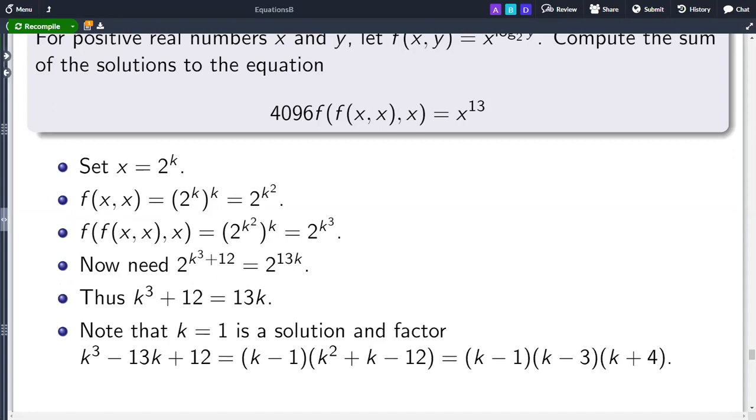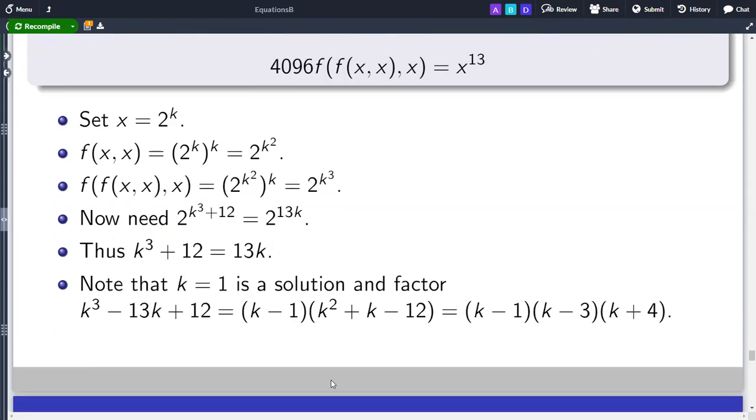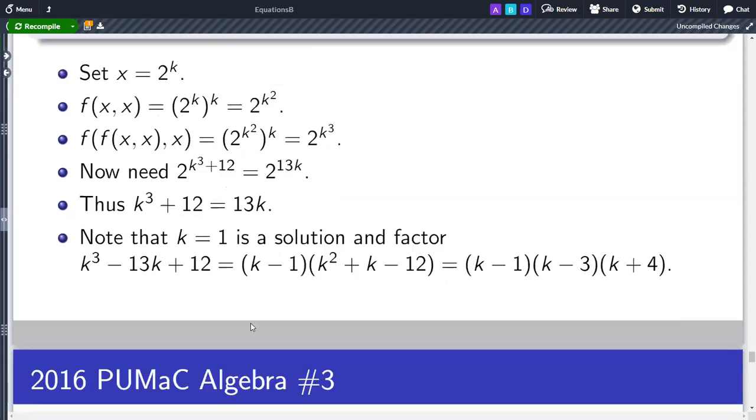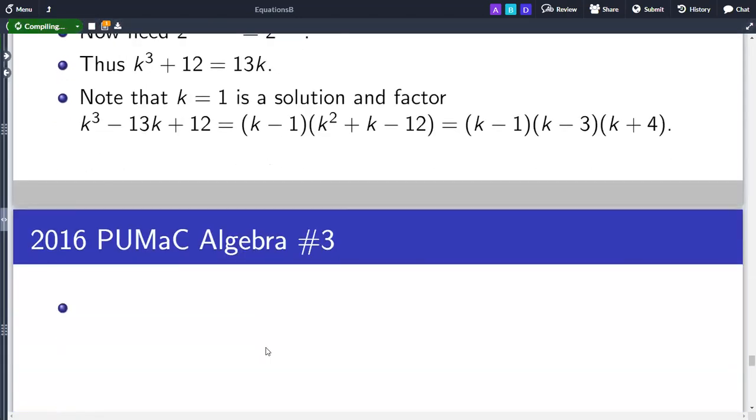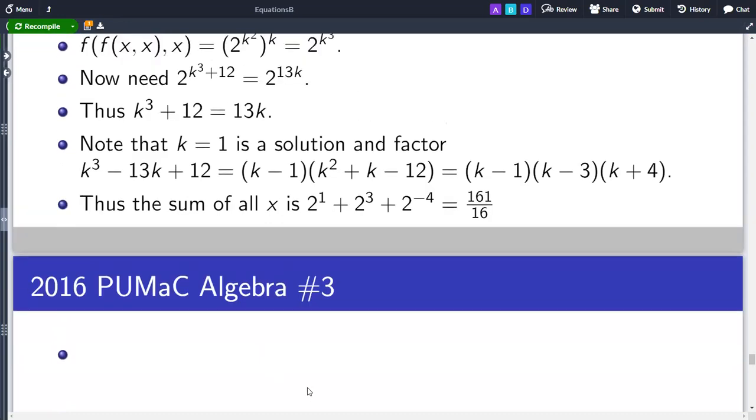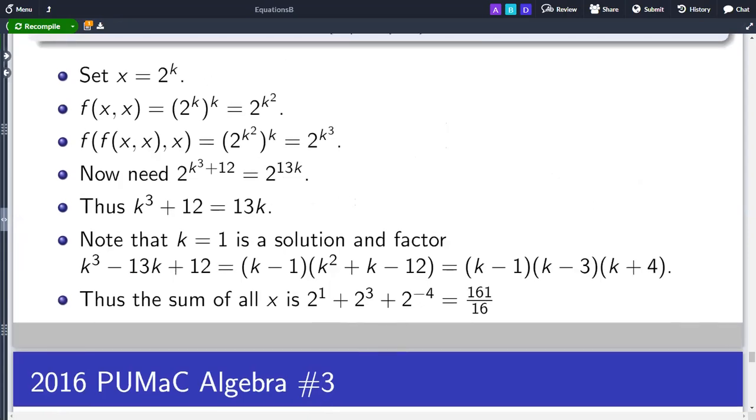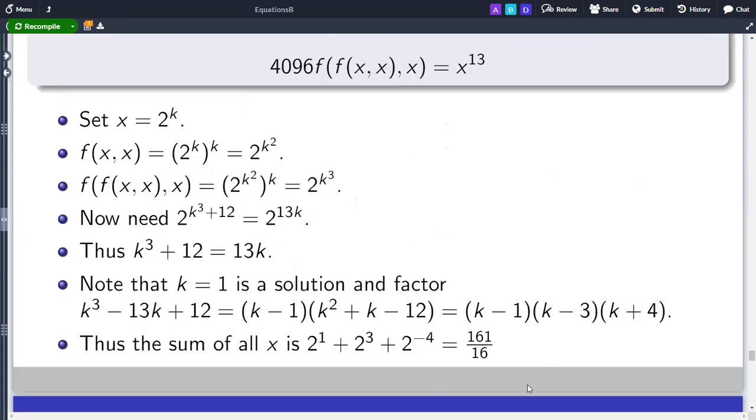Now we want the sum of all possible x, but x equals 2 to the k. So we just plug it back in. And that would be the answer to this question.